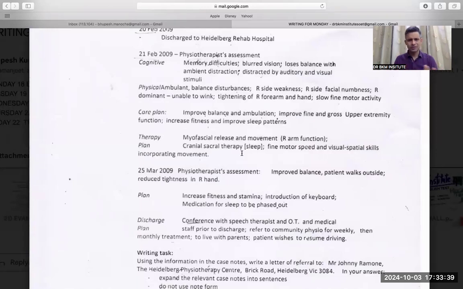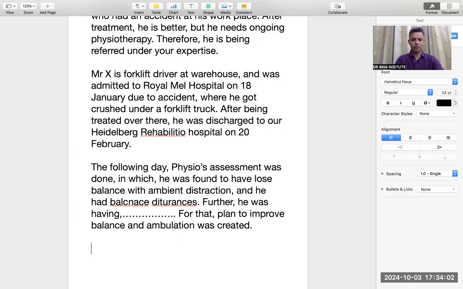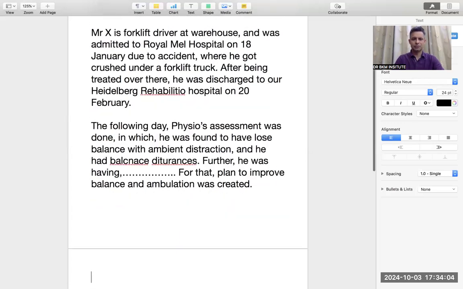You can do again, just write whatever is given. So you just simply say plan was created, upper extremity, increase fitness. Then you talk about myofascial release and movement, whatever you want to cover. Again, you can't write everything because your word count will get too much. So you can understand from this. So this is the plan 21st, then you will say today. Now you will talk about the last visit, which is the most important visit.